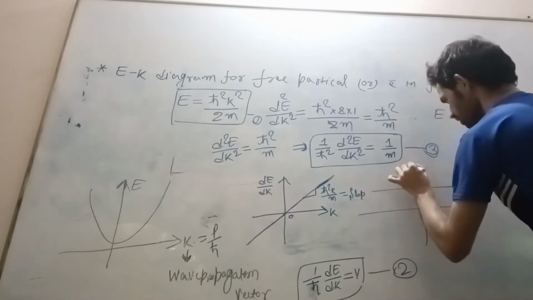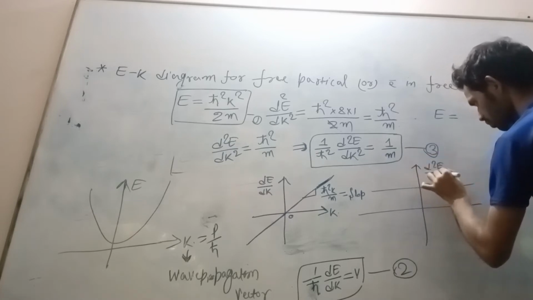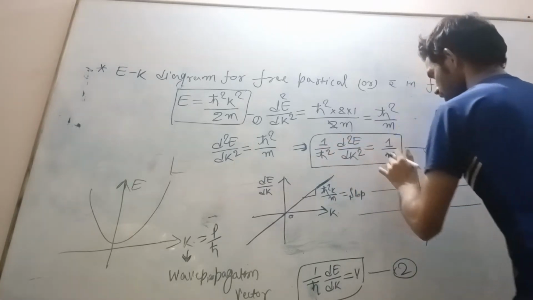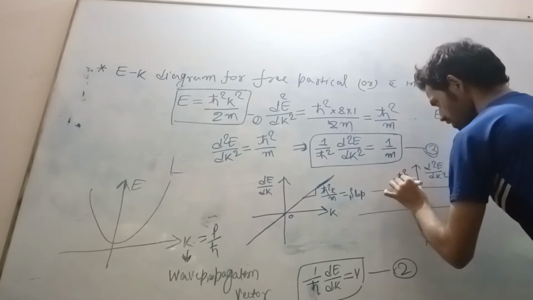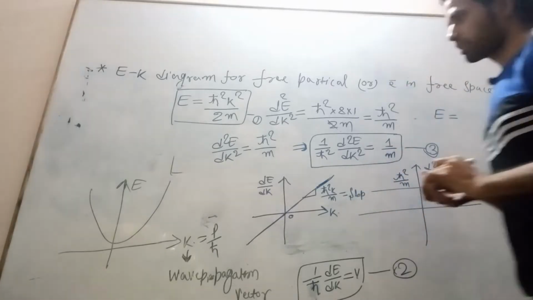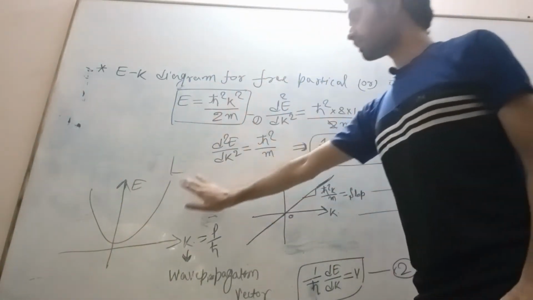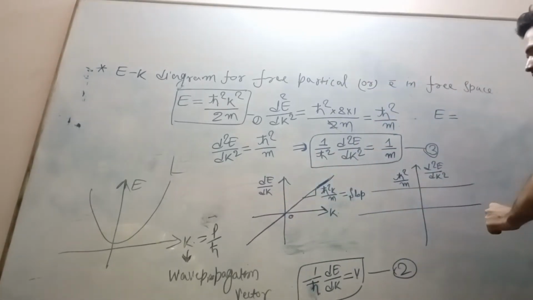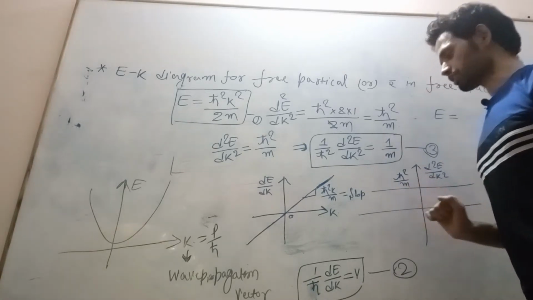In the second derivative, what you will get is just a constant. This is my second derivative, d square E upon dk square. So what is the slope here? That is h cut square by m. This is the energy versus momentum curve, parabolic. When we differentiate this the first time, we get this; when we differentiate a second time, we get a constant.